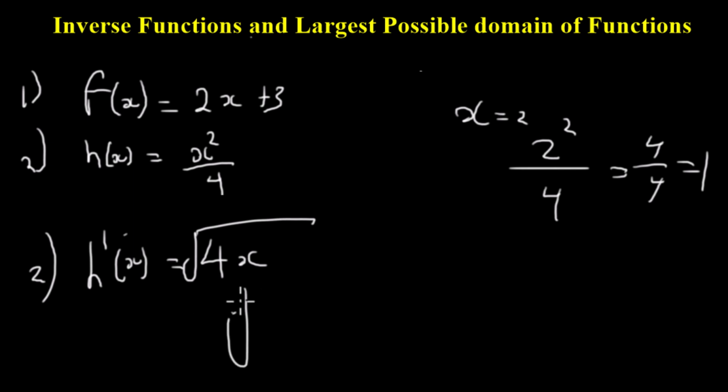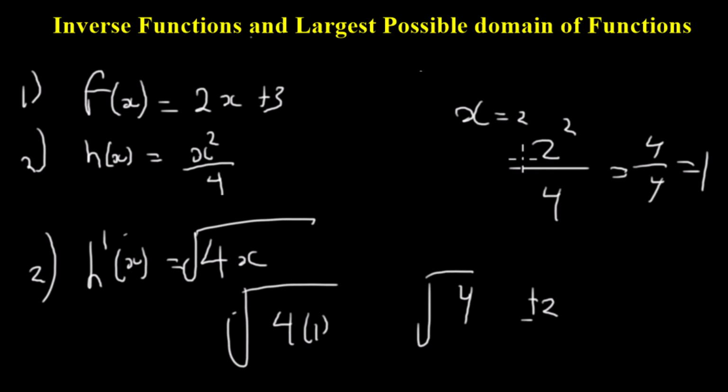So again, put 1 inside this. So 4 in the bracket of 1. 4 times 1 is 4, and the square root of 4 is plus or negative 2. So take the positive value, and then we've arrived at where we started from. I hope this makes sense for the first method.